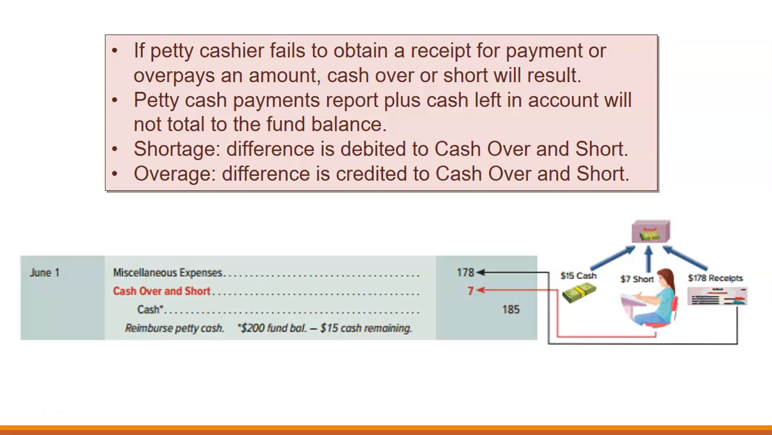Now, this is something that we would want to keep track of because we don't want to see that every month $7 or $7 to $10 is over or short in our petty cash amount because we don't have receipts for it.